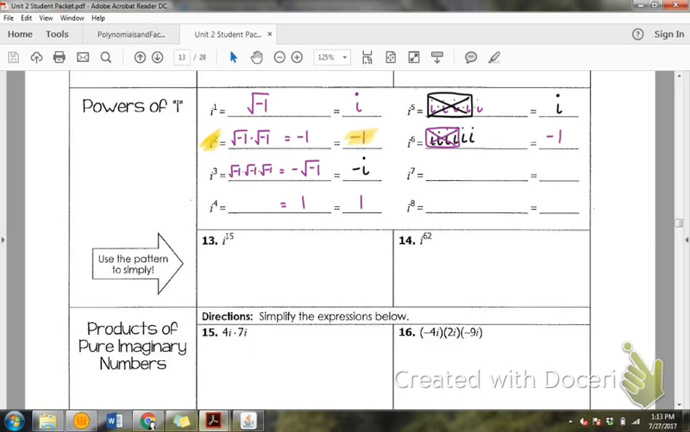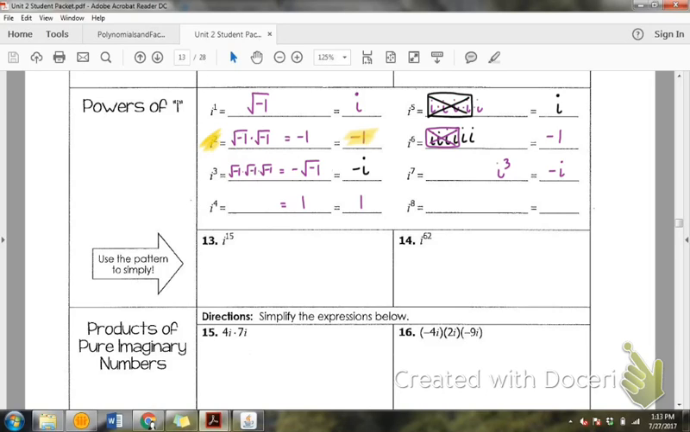Without writing out 7 i's, how many times does 4 go into 7? One time, right? And then how many are remaining? 3, right? Because if you take away 4, you get 3. So this is the equivalent to i to the third, but what did we say i to the third really was? Negative i.